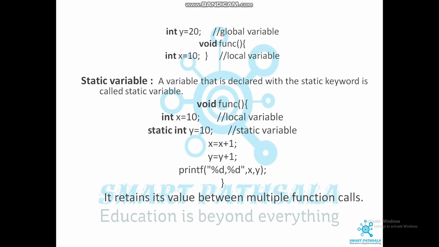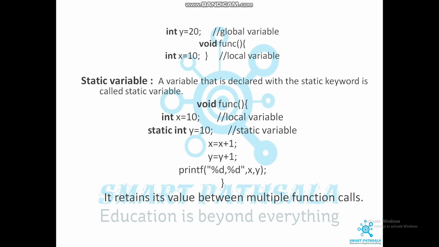Next, here comes the static variable. A variable that is declared with a static keyword is called a static variable. Now, as before, we have defined a function as func, and inside that function we have assigned a variable x equal to 10, which is of integer type, that is a local variable. Next, in the next variable we can see that before int there is a keyword static.